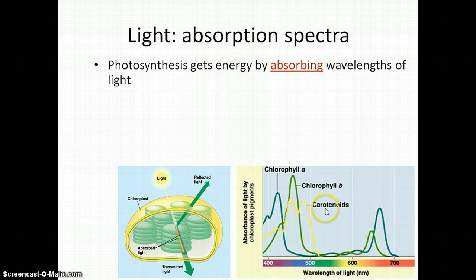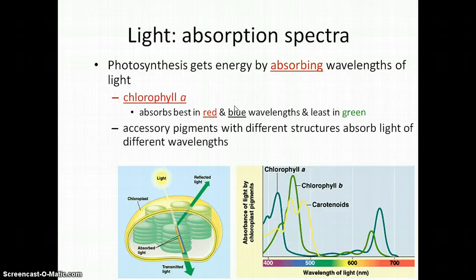And then I mentioned before an auxiliary pigment that is used in photosynthesis to absorb light energy are the carotenoids. And they actually absorb light also in this blue, but they're starting to move a little bit into the green area. So they're in the bluish area. So again, chlorophyll A absorbs best in the red and blue wavelengths. And you'll notice all of them have the least absorption of light in the green area, green and yellow.